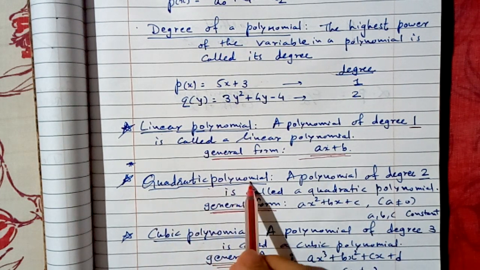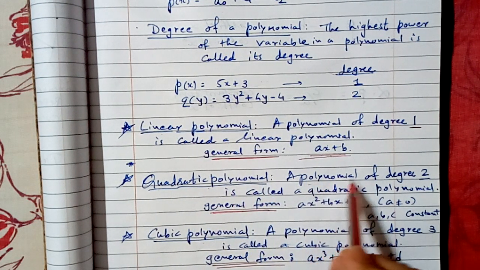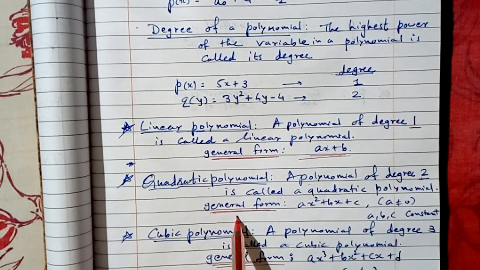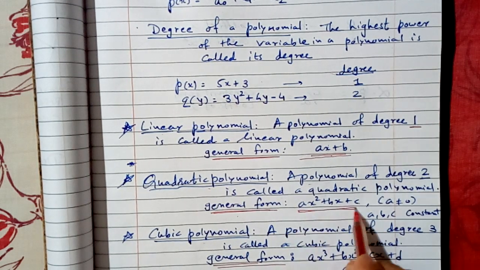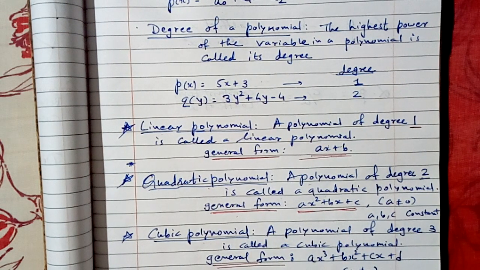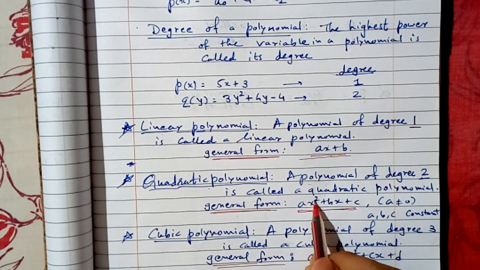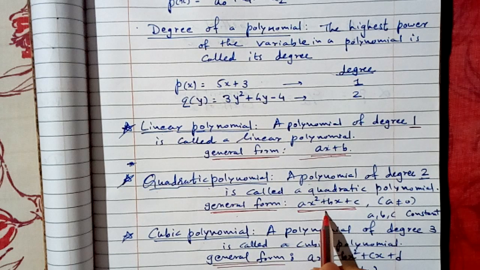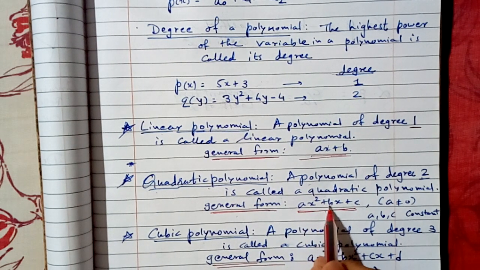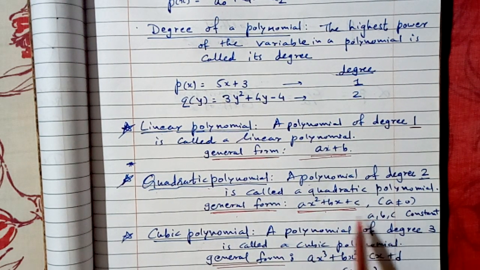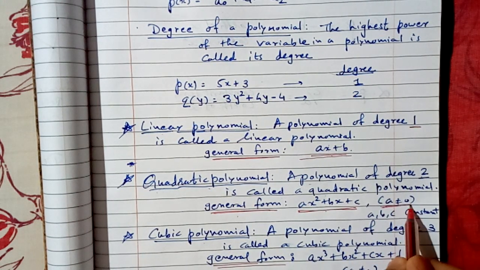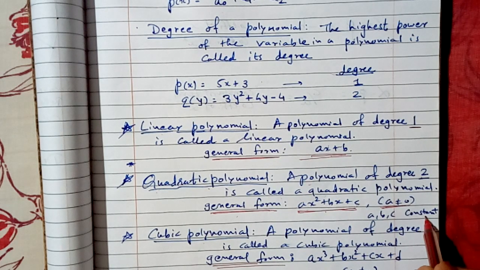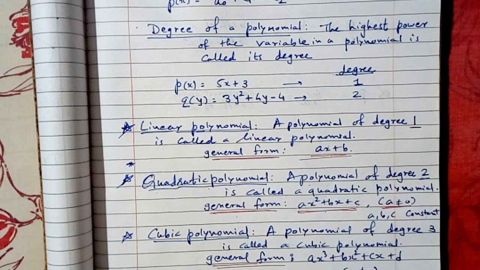Now quadratic polynomial. A polynomial of degree 2 is called a quadratic polynomial. Its general form is ax square plus bx plus c. x is to the power 2, it is the highest degree, so it is said quadratic polynomial. Here a, b, c, they are constant, and also a is not equal to 0. They are coefficients, real coefficients, right?